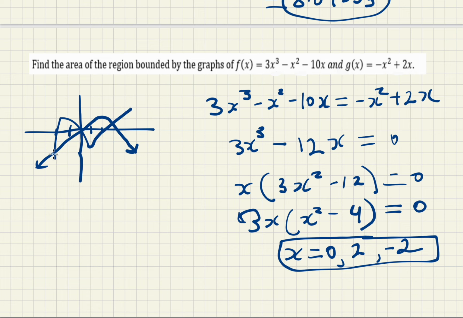So it intersects at -2. This is x equals -2. At x equals 0, it also intersects. And at x equals 2, it also intersects.